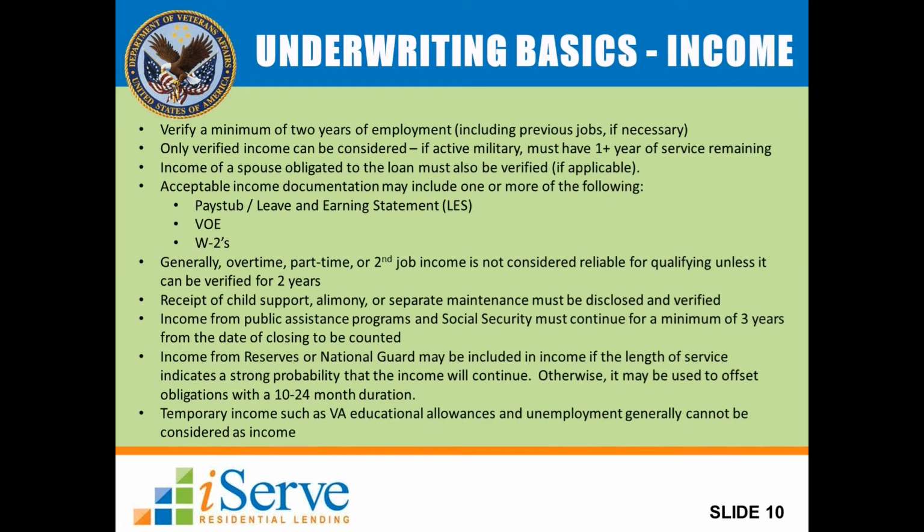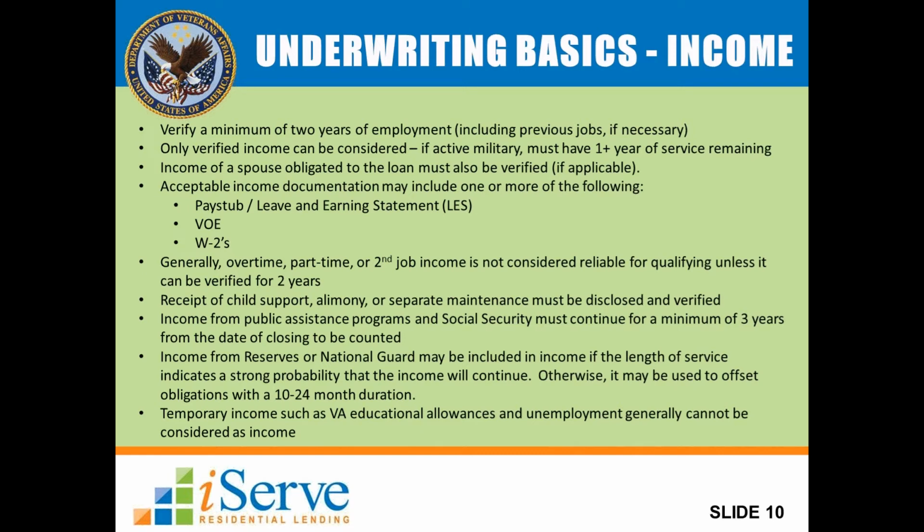All right, on income, we want to verify a minimum of 2 years of employment. That includes previous jobs. We have to put together that history. Had a couple good questions on the last call as far as a borrower retiring from the military or being honorably discharged or whatever, and they go into civilian work. And that's fine as long as they already have that job lined up, they already have a stable source of income, and it's just like straight salary. It's easy income to calculate.